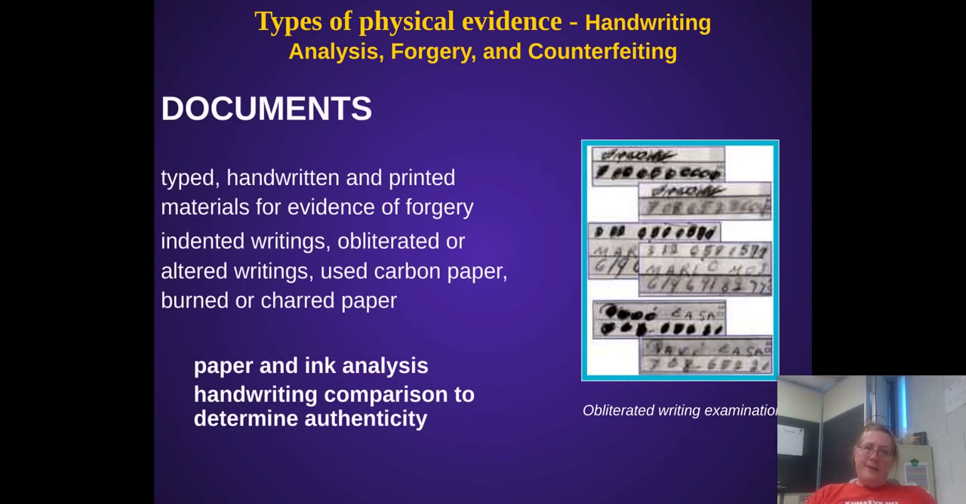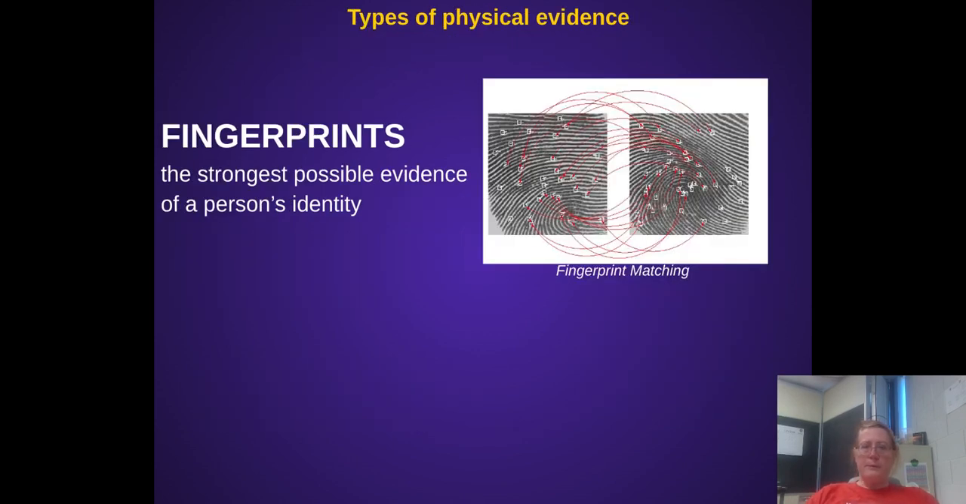Documents. There's a whole section on handwriting analysis and forgery and counterfeiting, and you can look at the paper, and you can look at the ink they use, and you can look at whether or not they were tracing something. So many different things you can do with the documents. Did someone write something on a stack of paper? You can actually get information from the things that were underneath, even though they took the top paper that had the writing on it. We mentioned fingerprinting evidence and how that is the strongest possible evidence if you can find good fingerprints.